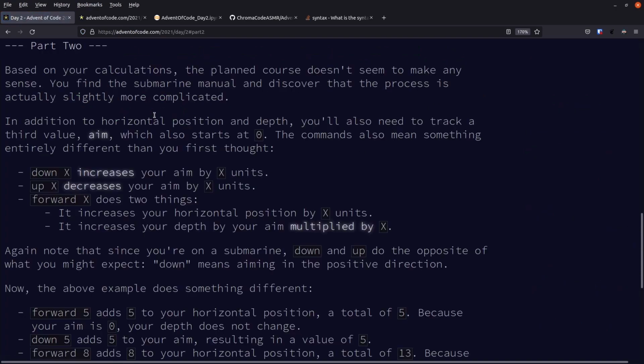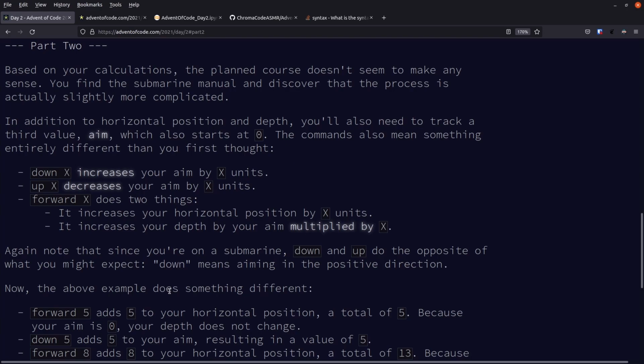Continue to part two. Based on your calculations, the planned course doesn't seem to make any sense. You find the submarine manual and discover that the process is actually slightly more complicated. In addition to horizontal position and depth, you also need to track a third value, aim, which also starts at zero. The commands also mean something entirely different than you first thought. Down X increases your aim by X units. Up X decreases your aim by X units. Forward X does two things. It increases your horizontal position by X units. It increases your depth by your aim multiplied by X. Again, note that since you're on a submarine, down and up do the opposite of what you might expect. Down means aiming in the positive direction. Yeah, down increases and up decreases, so okay, I got it.